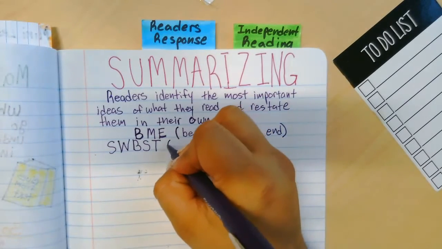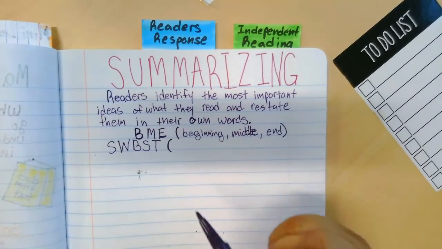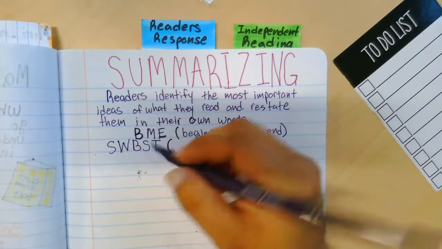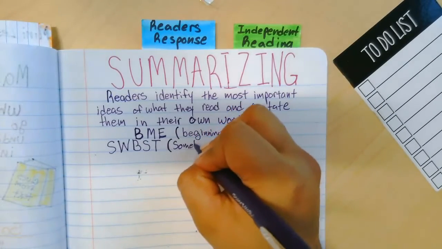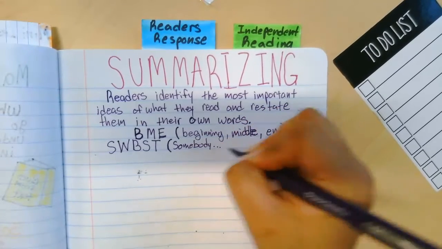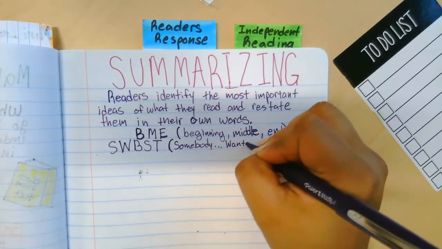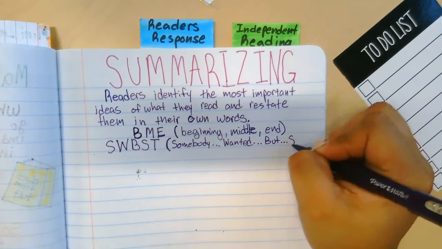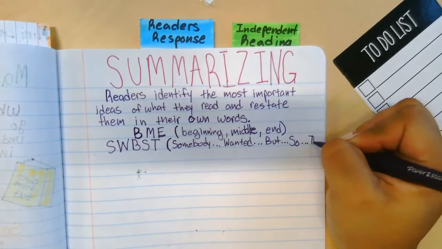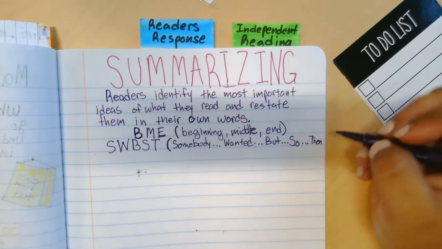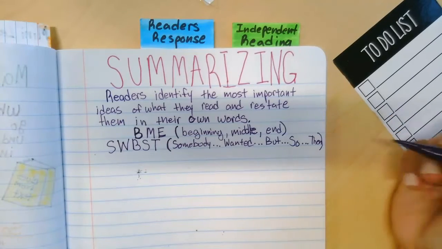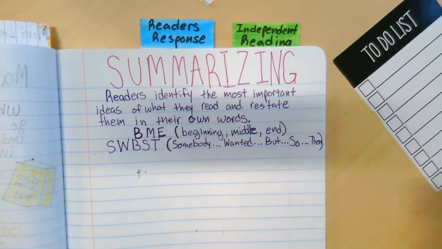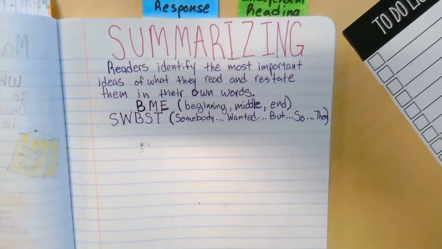After each letter, we're going to write a word, instead of the comma. The first letter is Somebody, Wanted, But, So, Then. Sorry, that's it, THEN. Okay? Somebody wanted, but, so, then.